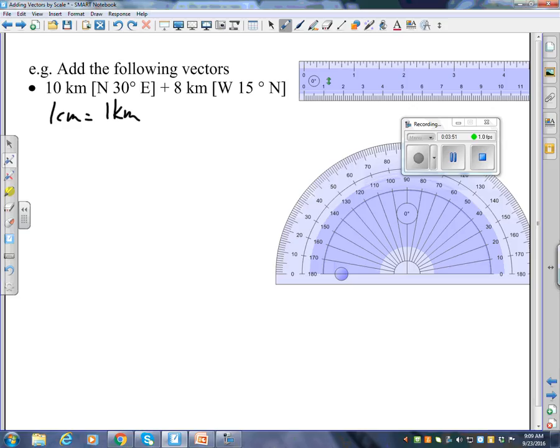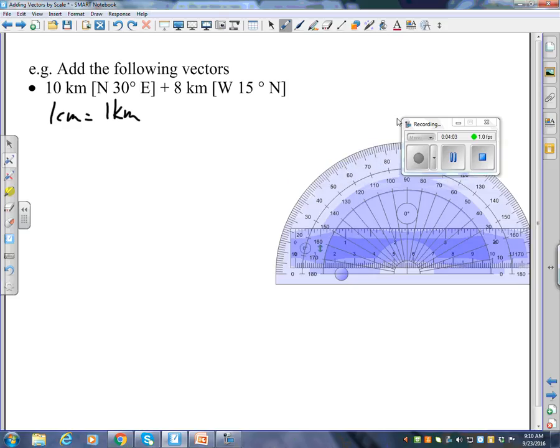Now, I've given you a fair bit of room, but you still have to think ahead about where to start. So I suggest you do a little sketch, kind of in the corner. North 30 east is going to be like that, and then west 15 north. So it's going to be kind of like this. So should you start in the top left-hand corner? No, you've got to plan ahead a little bit. I'm going to start way down here.